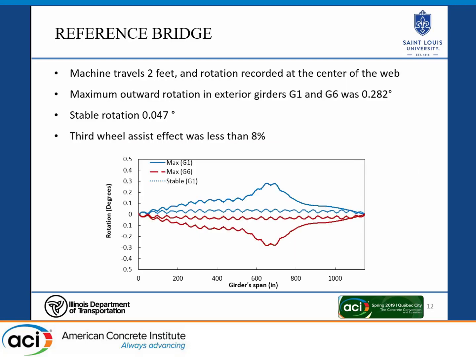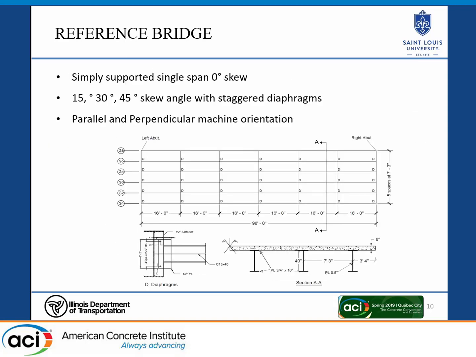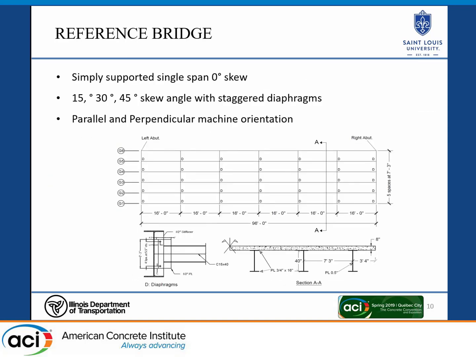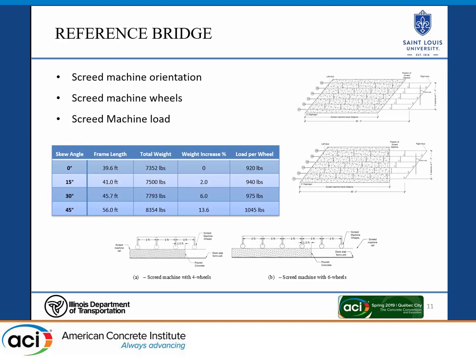We had the machine travel every 2 feet, then we recorded the rotation at the center of the webs every 2 feet for the entire length of the bridge. And what we found in our results for the 0 degree skew was the maximum outward rotation in G1 and G6. G1 would be this exterior girder here, and G6 being this exterior girder up here, was about 0.282 degrees for both G1 and G6. And they occur approximately near the center at the midspan of 2 diaphragms. So about approximately right here, which is pretty accurate for this kind of loading.